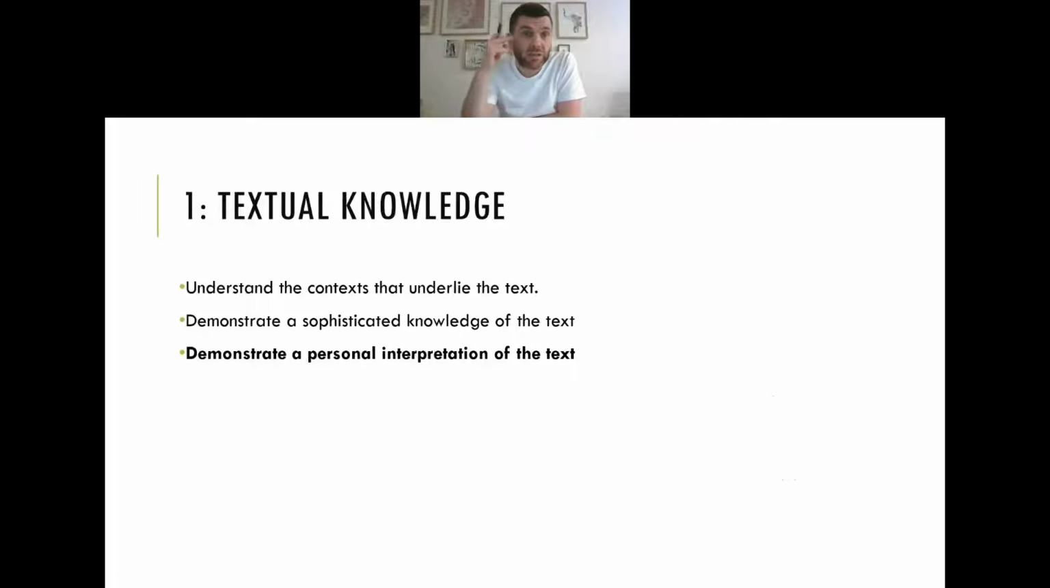So let's start with textual knowledge. We need to make sure that we're understanding the context that underlies the text. We need to make sure that we're demonstrating a sophisticated knowledge of the text. And thirdly, we need to demonstrate a personal interpretation of the text. And I've highlighted that in bold because it's really important that you do this.